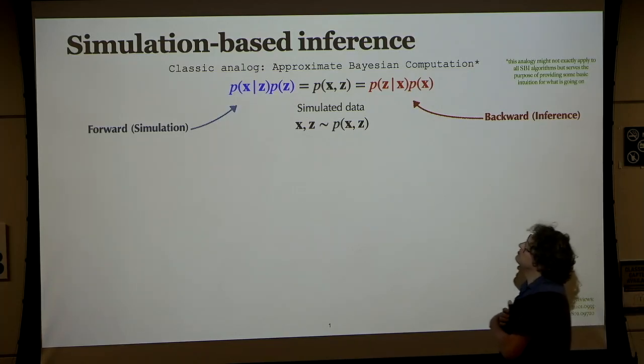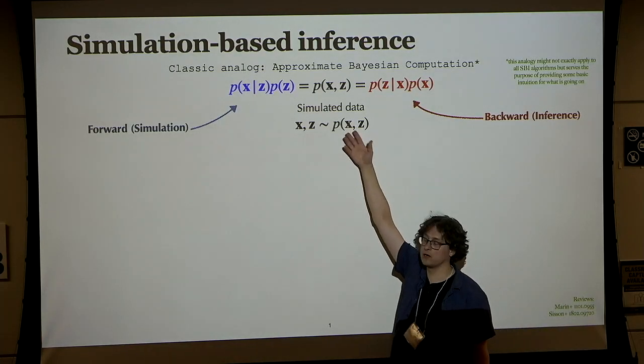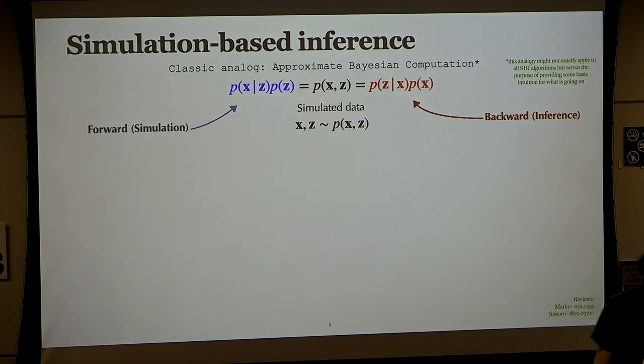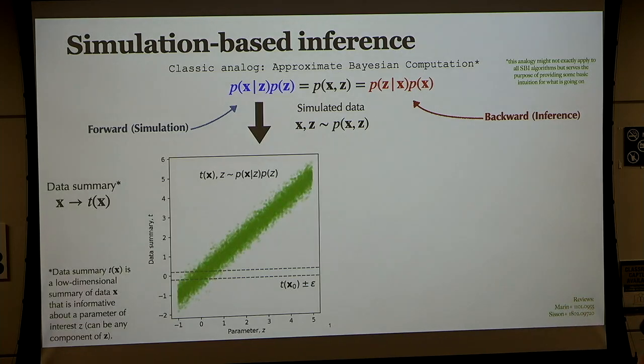So the idea is to simulate a lot of data by running this model. And you simulated data already yesterday. And if you have ever run a Monte Carlo simulation for collider data, this is what you were doing.